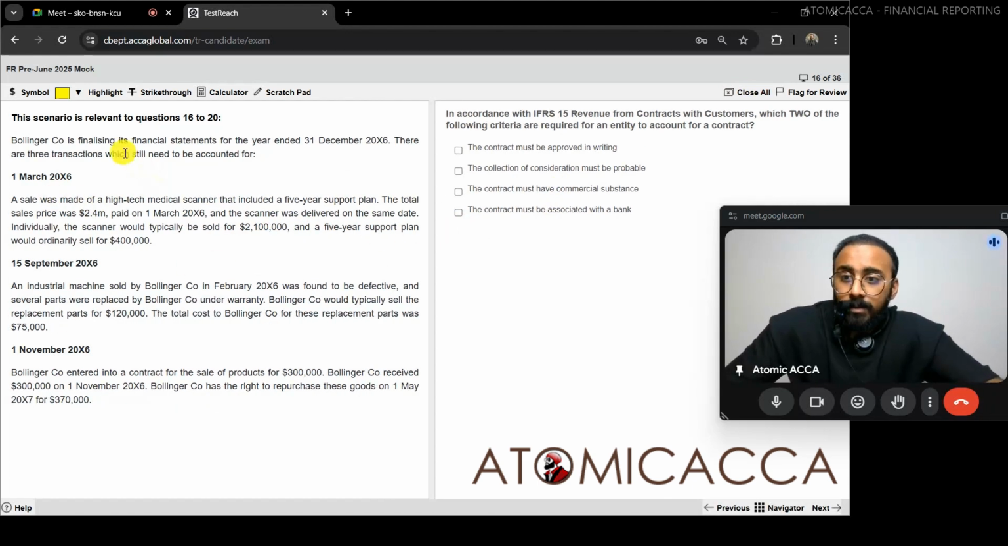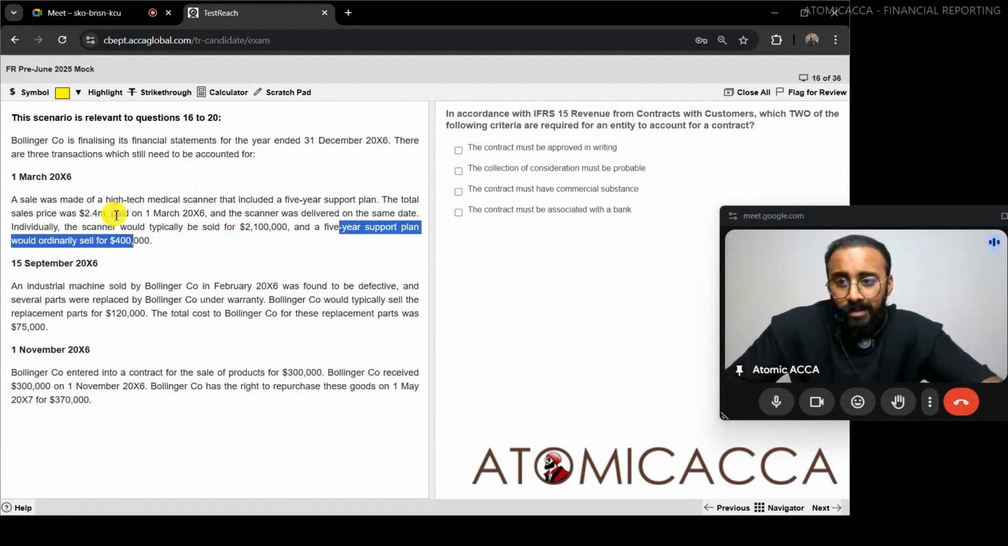Just have a brief read over this. The requirements are for Bollinger Company finalizing its financial statements for year ended 31st December X6. There are 3 transactions which still need to be accounted for. 1st March X6. A sale was made for a high-tech medical scanner that included a 5-year support plan. Total sales price was 2.4 million. The scanner was delivered on the same date. Individually, the scanner would typically be sold for 2.1 million and the 5-year support plan.